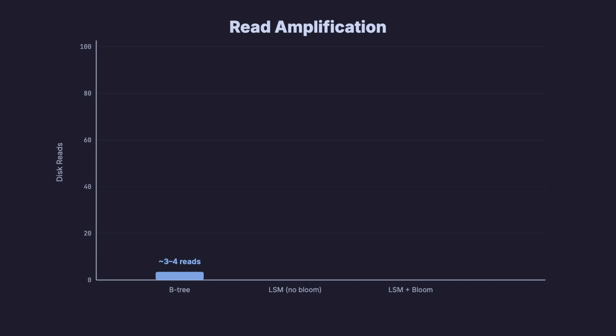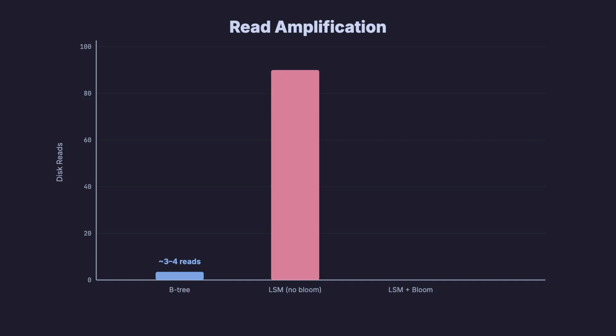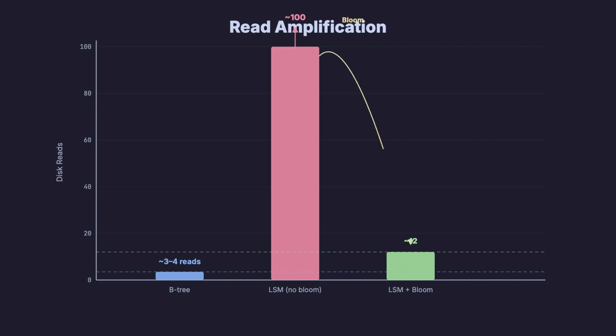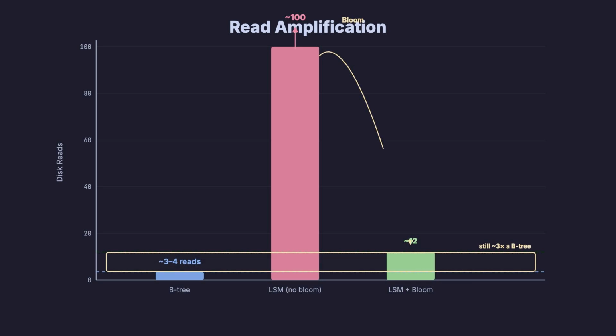you have to touch. With a typical 7-level LSM and 10x size factor, worst case could be 100 reads. A Bloom filter slashes that to about 1 false positive per level, but level 0 still needs to check every file, so you go from 100 to maybe 10-15 reads, still an order of magnitude more than a B tree's typical 3 to 4 reads.